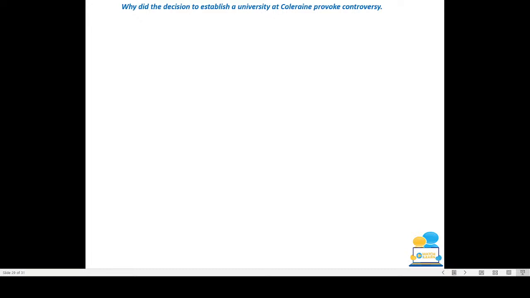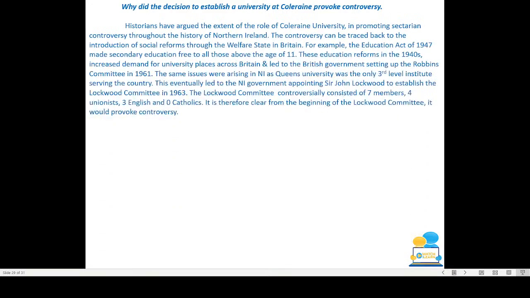And also look for, as I said, connective and linking words. So historians have argued the extent of the role of Coleraine University in promoting sectarian controversy throughout the history of Northern Ireland. The controversy can be traced back to the introduction of social reforms through the welfare state in Britain. For example, the Education Act of 1947 made secondary education free to all those above the age of 11. These education reforms in the 1940s increased demand for university places across Britain and led to the British government setting up the Lockwood Committee in 1961.